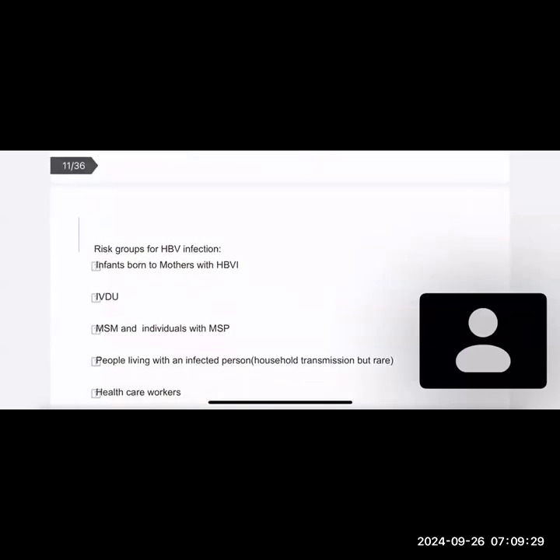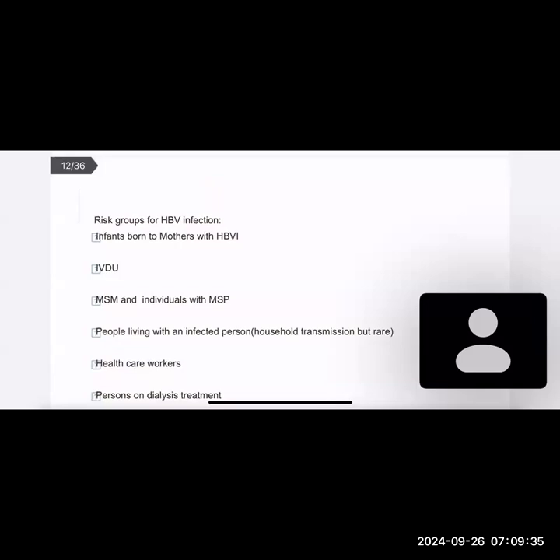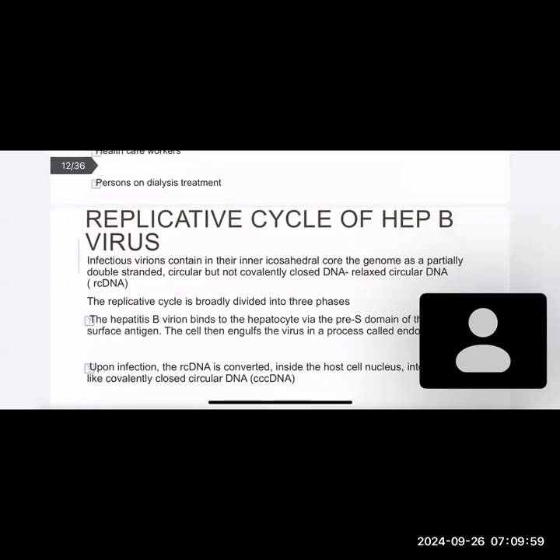And there are certain risk groups for hepatitis B infection: infants who are born to mothers with hepatitis B virus infection, individuals who are intravenous drug users, or inappropriate sexual practices, men having sex with men, and individuals who have multiple sexual partners, people who live with infected persons. That's household transmission, although it's rare, but it does occur. Healthcare workers, they're also at risk, and persons on dialysis treatments are also at risk.